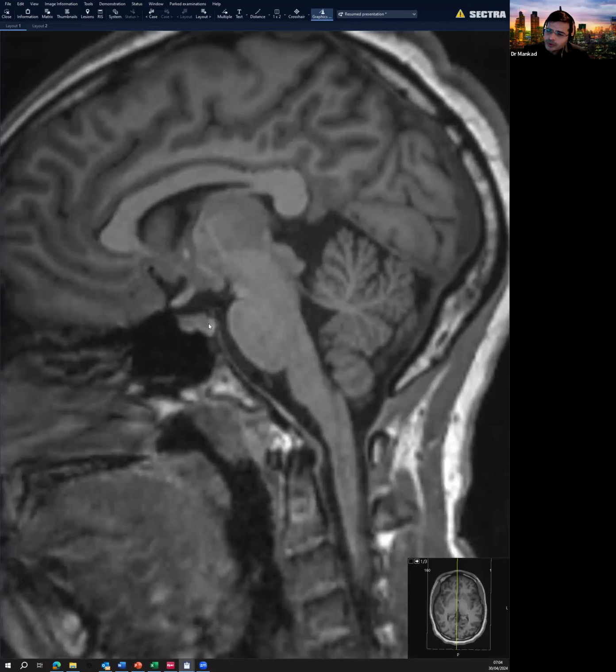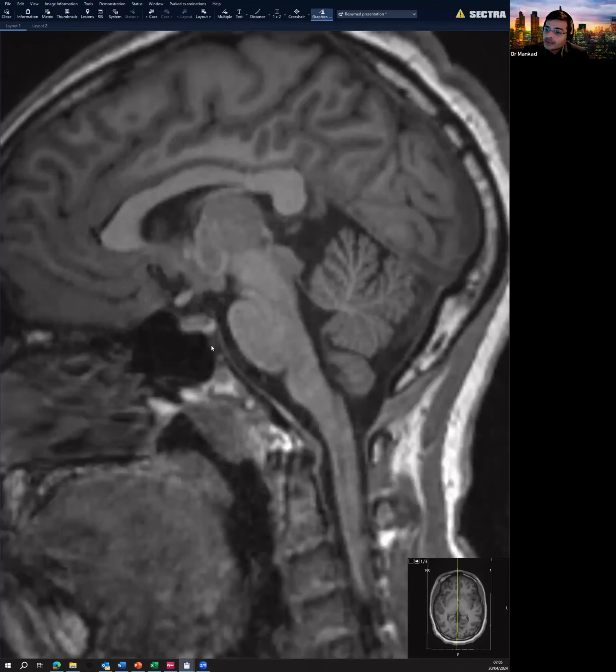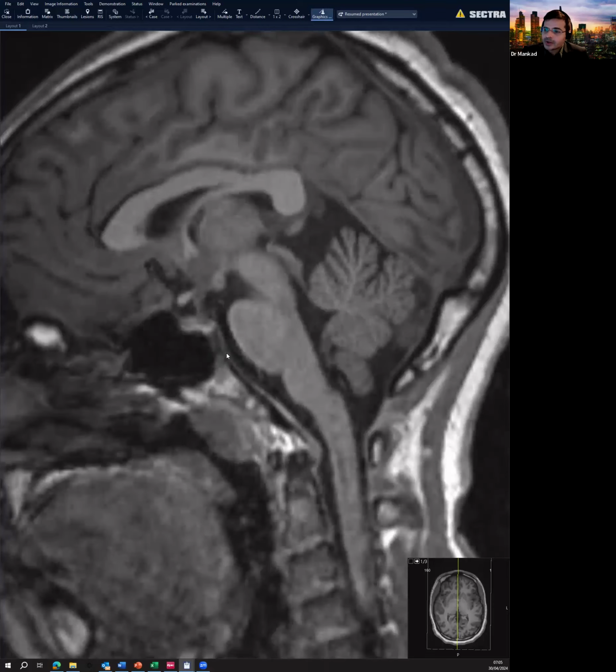Losing the bright spot of the posterior pituitary implies either that it is congenitally absent, or there is a condition referred to as diabetes insipidus, a central form of diabetes insipidus, where you lose that signal. It's very important to find it.